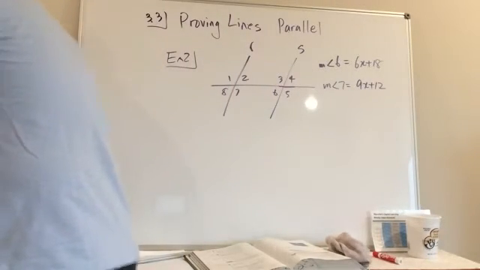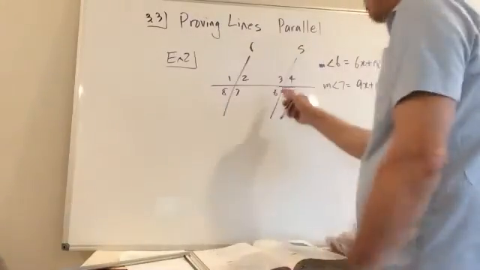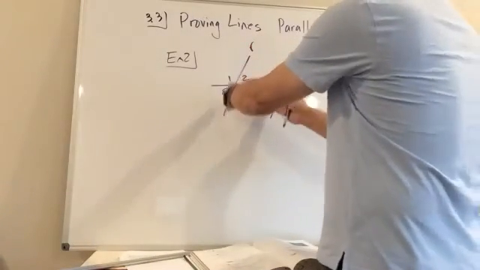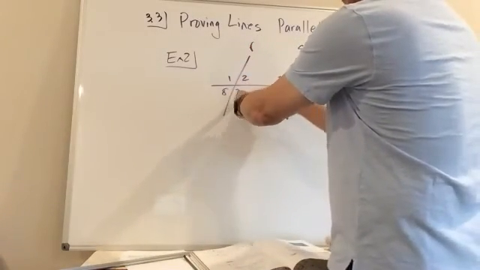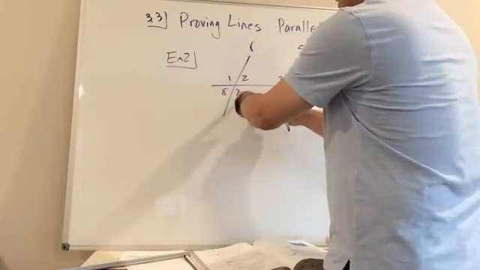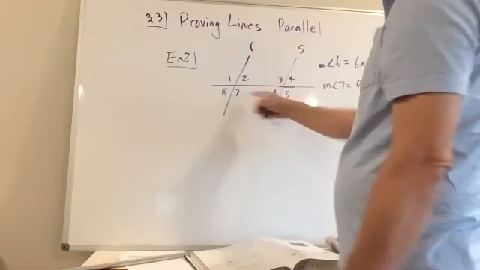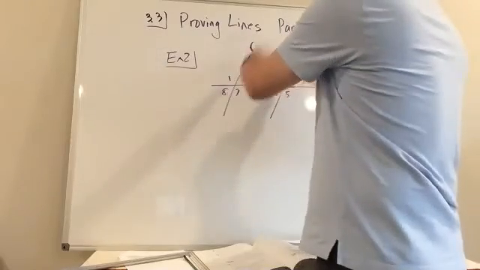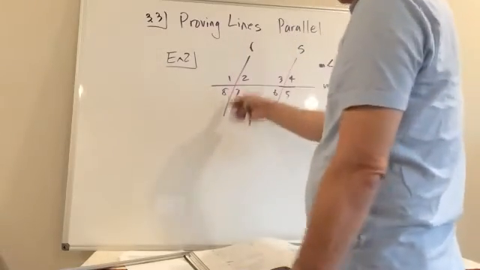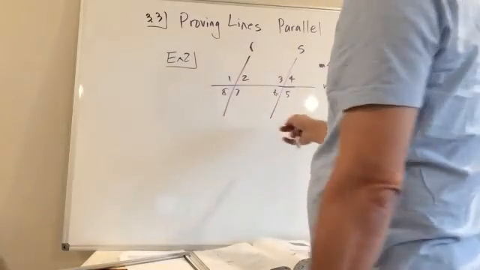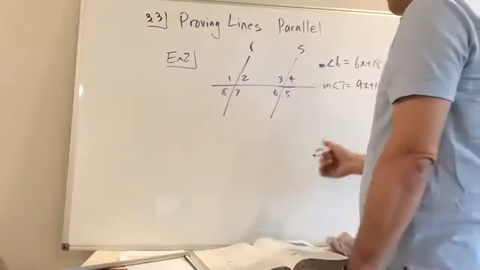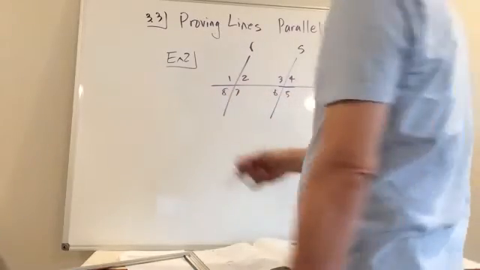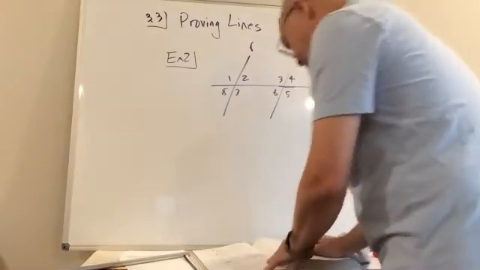Same side interior angles. They are same side interior angles. Again, they're interior and they're on the same side of the transversal, right? So what do these two have to be to make the lines parallel? The same side interior angles, if they are parallel, are going to be supplementary, right? They have to add to 180. So let's see if that happens.